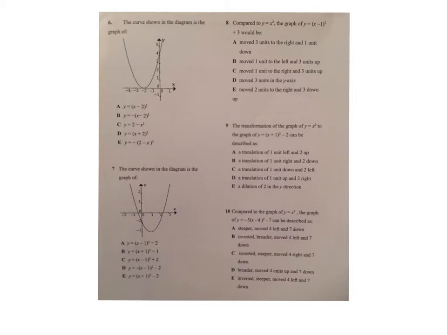Question 6. The curve shown in the diagram is the graph of... So let's see what changes have been made. It's been shifted left, so that's 2 spots. So that's going to be looking for plus 2 inside the brackets. It has not been flipped upside down, so we don't want anything that has a negative coefficient. So we're looking for plus 2 inside the brackets. Our solution is going to be D.